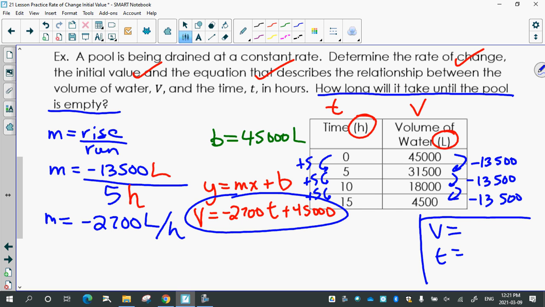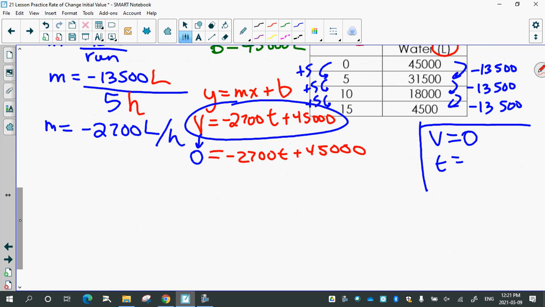Yep. Where the volume is 0. Love it. Empty means the volume is 0. So now I can put V as 0 and solve for the time. And then I will know how long it takes for the pool to be empty. By solving equations, reverse BEDMAS.